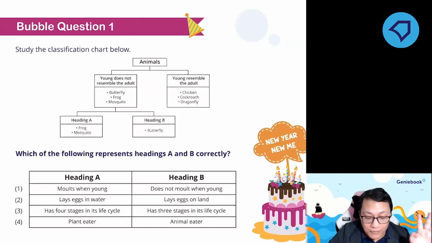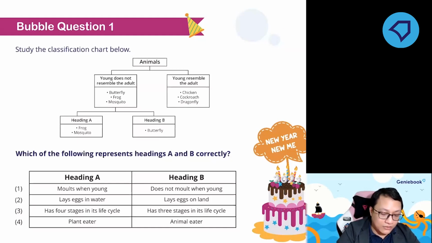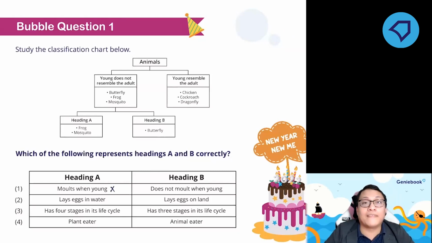Okay, then how about mosquito? How many stages does the mosquito have? Oh, okay, you look at my hand. It's 4. So 4 stages life cycle, but they are in the same group. Why? What makes them belong in the same group? Molts when young. Does the young of frog, the tadpole, molt? No. Okay, so you can just use elimination method. Lays egg in water.